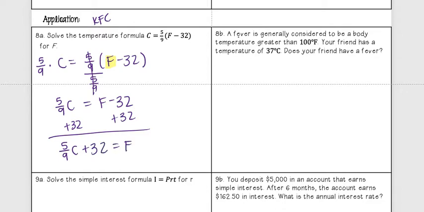Okay, and then for the application, it says a fever is generally considered to be a body temperature greater than 100 degrees Fahrenheit. Your friend has a temperature of 37 degrees Celsius. Does your friend have a fever? Okay, well, we have the formula, C is equal to 5/9 F minus 32. And now I'm going to plug in what I know. Well, I know that your friend has a temperature of 37 degrees Celsius. So I'm going to plug in that 37 for C.